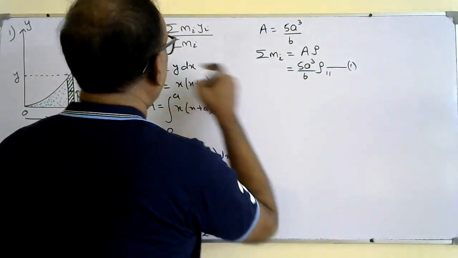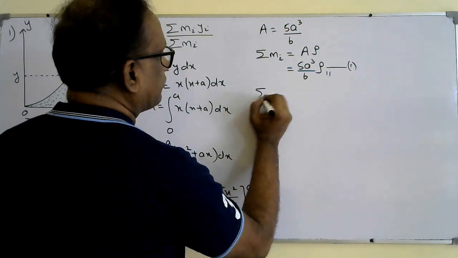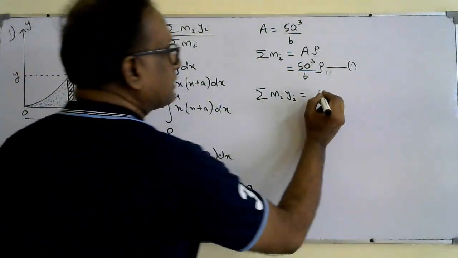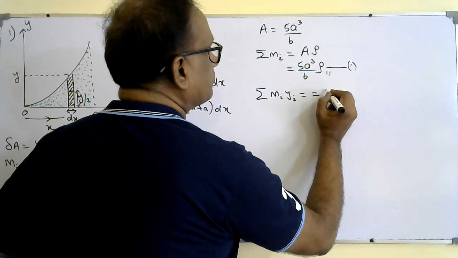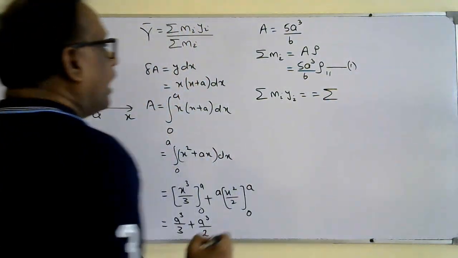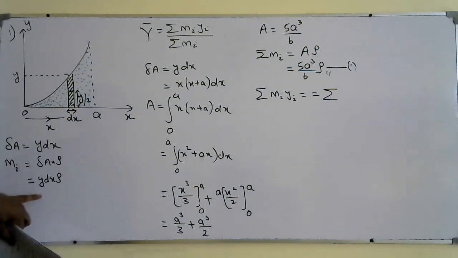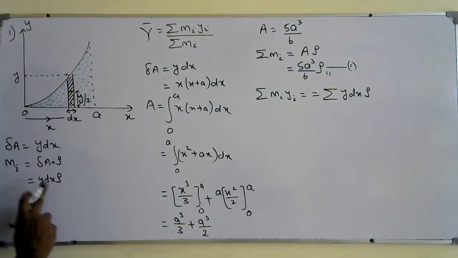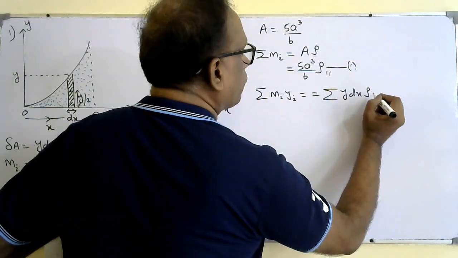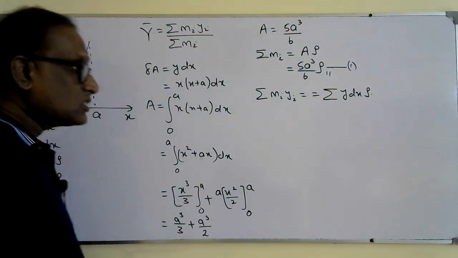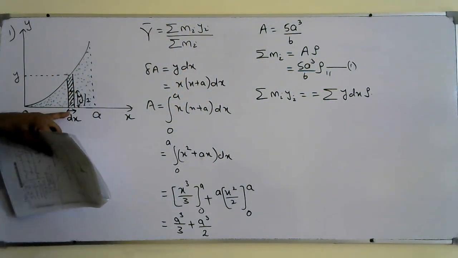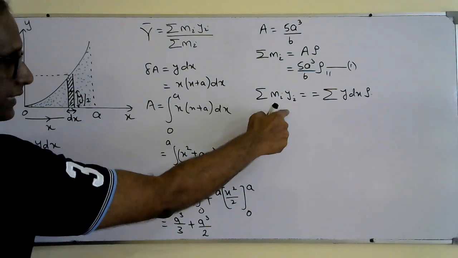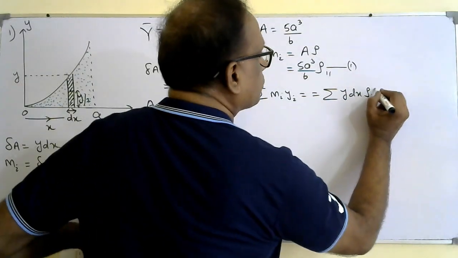It's easy, I feel. So keep it as it is, equation 1. Now I need to find sigma mi yi, where i is equal to 1 to n. So sigma mi yi means sigma y mi. So mi means y dx rho, that is mi, into yi. The yi means the y coordinate of the center of mass of this strip, that is y by 2. Yi is y by 2, so into y by 2.